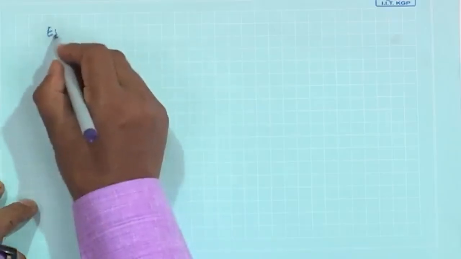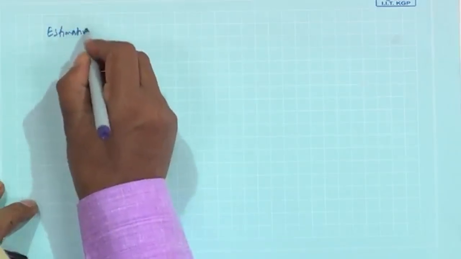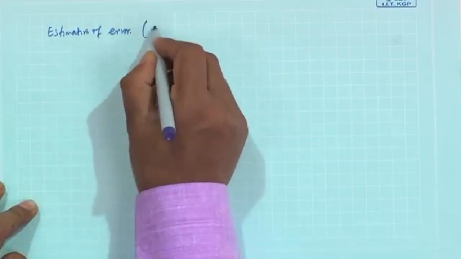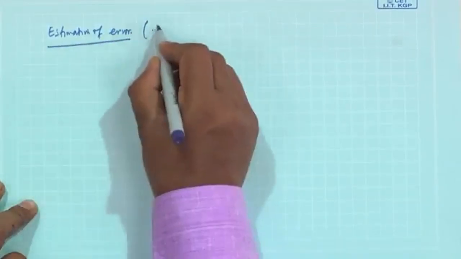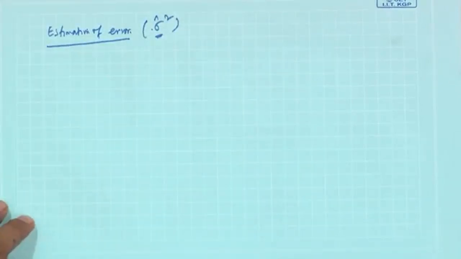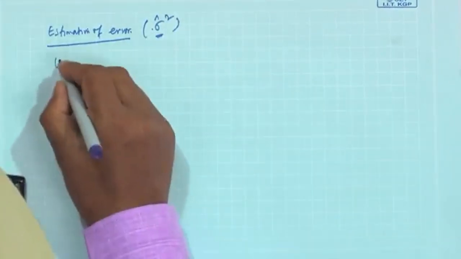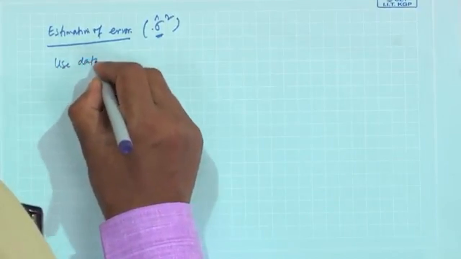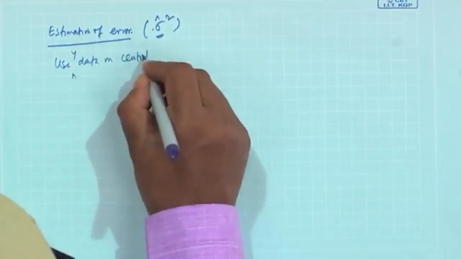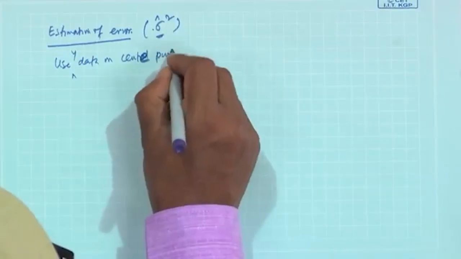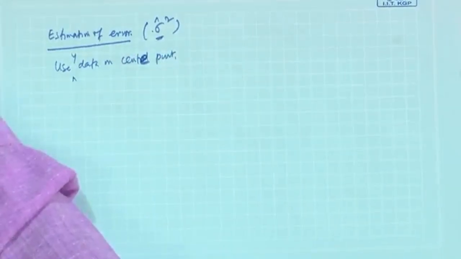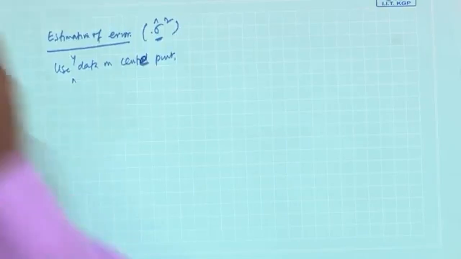Estimation of error, we will say sigma. What do you do? You will use the center point data, the y data on the center point. What is the y data on the center point? Where the x 1, x 2 coded values are 0. How many data points are there?